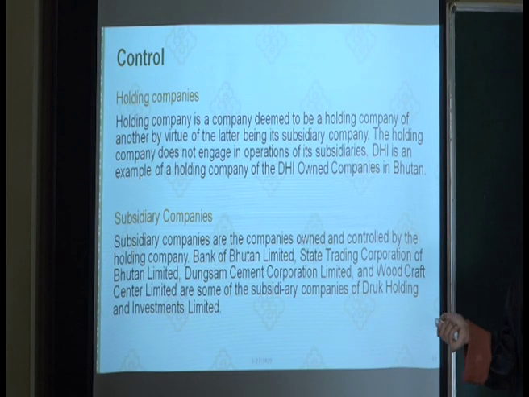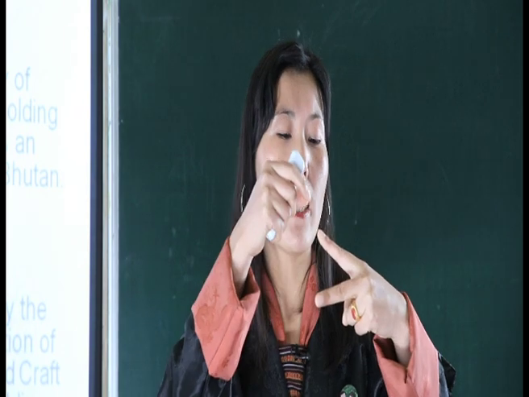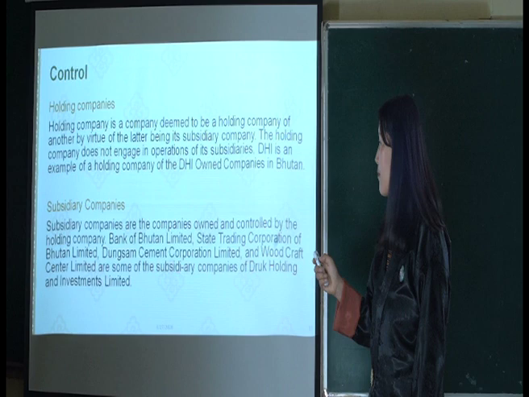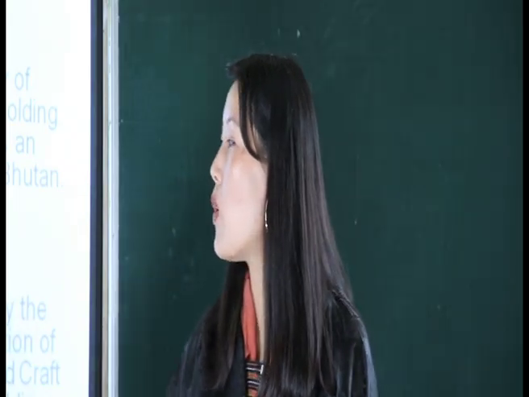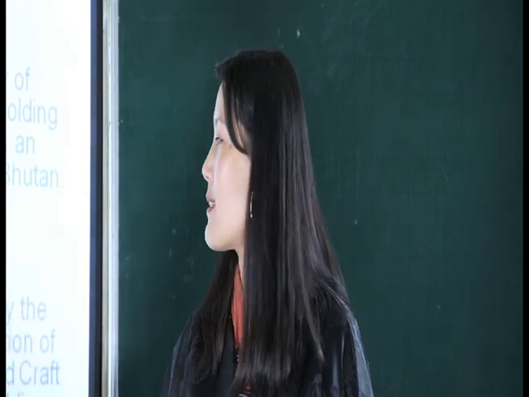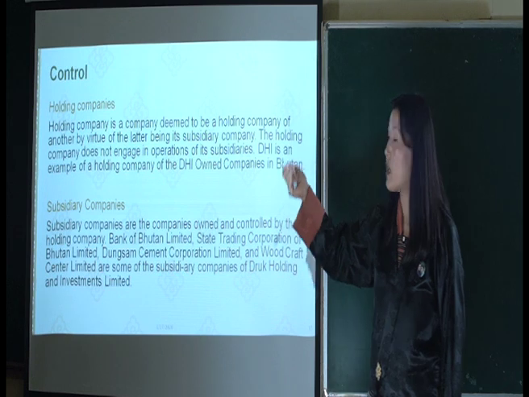Subsidiary companies are the companies owned and controlled by the holding company. I already told you, company A and B. A is the holding company because A holds the majority share capital of B. That's why B is the subsidiary company. For example, Bank of Bhutan Limited, State Trading Corporation of Bhutan Limited, Dungsam Cement Corporation Limited, and Woodcraft Center Limited are some of the subsidiary companies of Druk Holding and Investments. Are you clear?